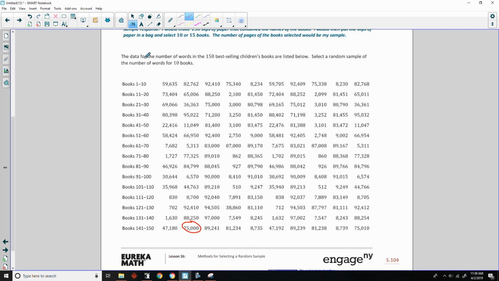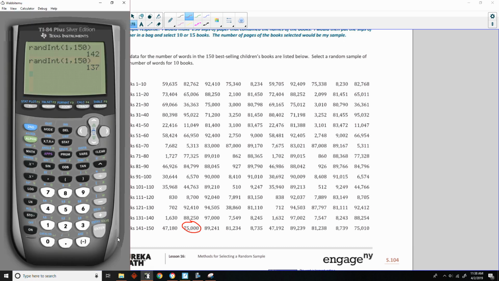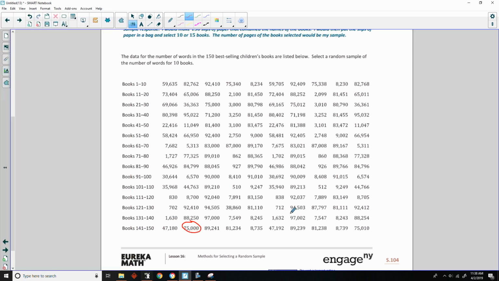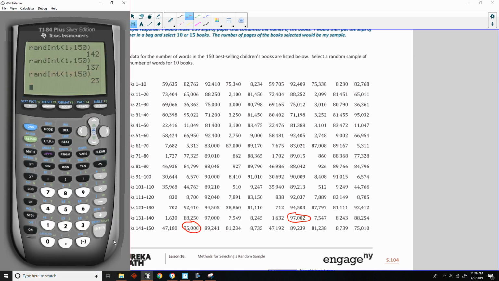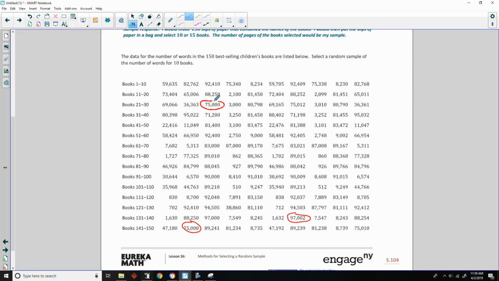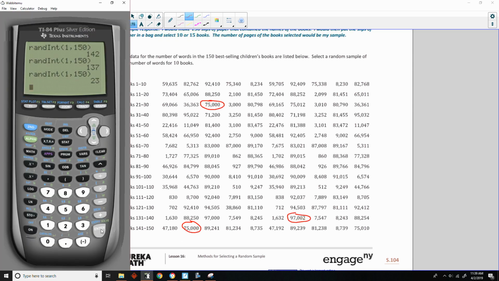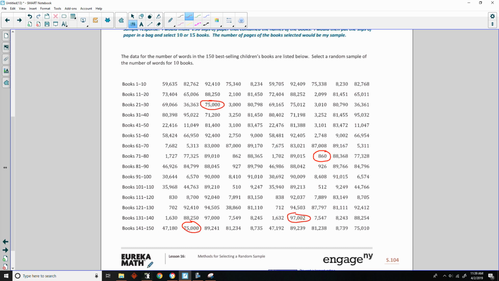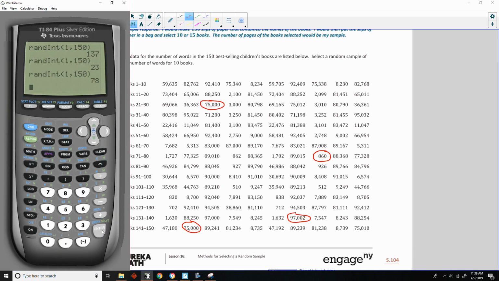Select a random sample of number of words for 10 books. So there's 1. Then I'd hit enter again, and I got 137. So here's 131, 2, 3, 4, 5, 6, 7. This is 137 right here. Okay, number 3, 23. Here's 21, 22, 23 is right here. Hit enter again, 78. Here's 71, 2, 3, 4, 5, 6, 7. Here is 78. Looks like a Dr. Seuss book. Hit enter again, 61. 61 is this book right here.